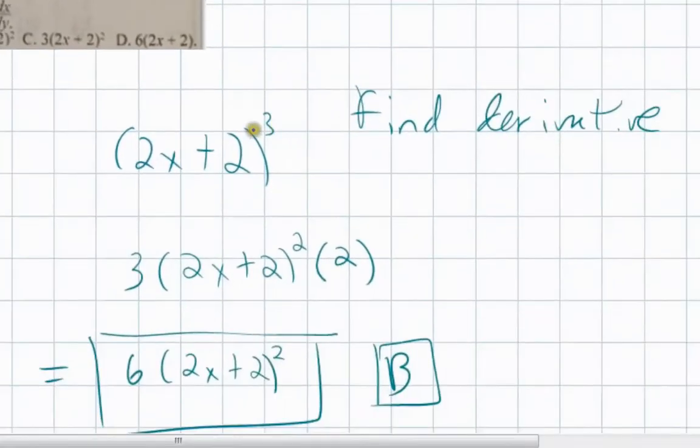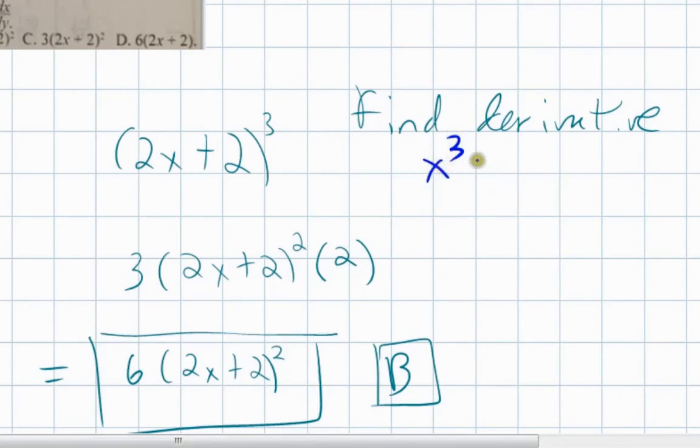Question 35 basically wants us to find the derivative of the quantity 2x plus 2 cubed. So the first thing that you're going to do is realize that this is a compound function with an inside and an outside. And so first we take care of the outermost function. So the outermost function is x cubed.